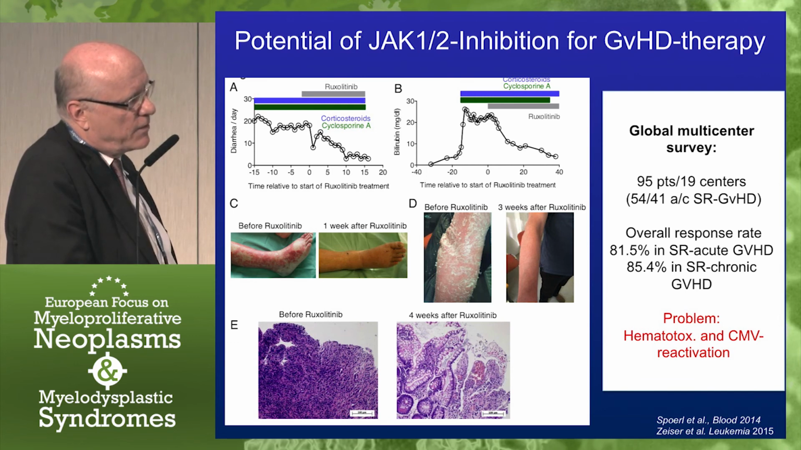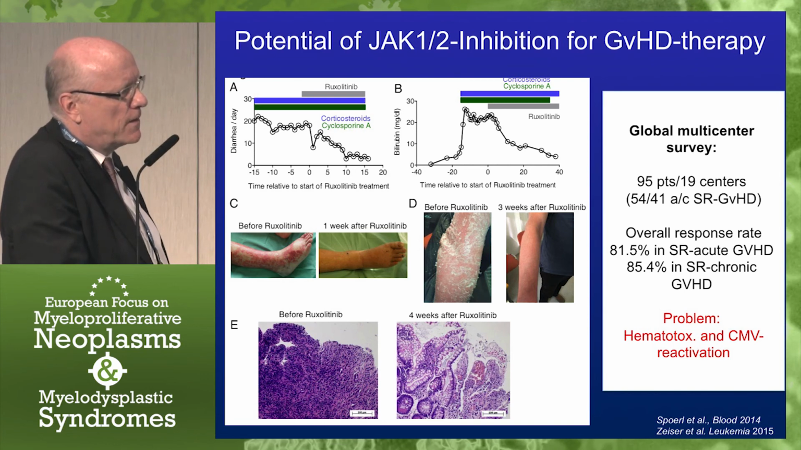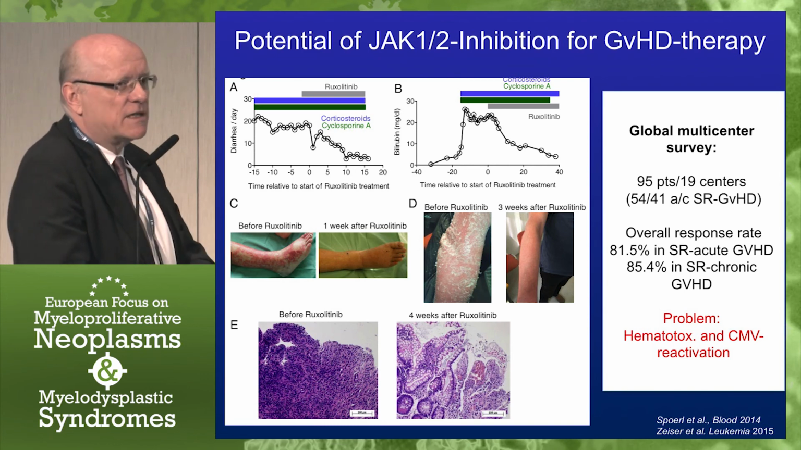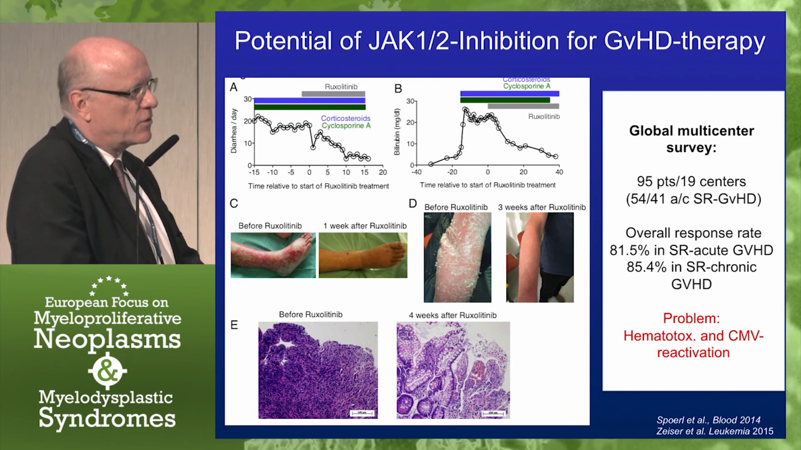So there was also recently published a survey in 19 centers across Europe, but also across the US, and they found 95 patients who were steroid refractory GvHD, either acute or chronic, and received Ruxo. And you can see the overall response rate was quite high, more than 80% in acute and more than 80% in chronic steroid refractory GvHD. So the problem using this is hematotoxicity, and also because of this immunosuppressive effect, also CMV reactivation. And there will be some new ongoing studies investigating Ruxo as a treatment for steroid refractory GvHD, either chronic or acute.